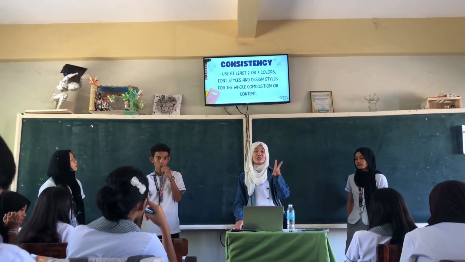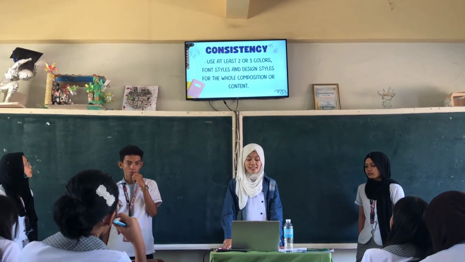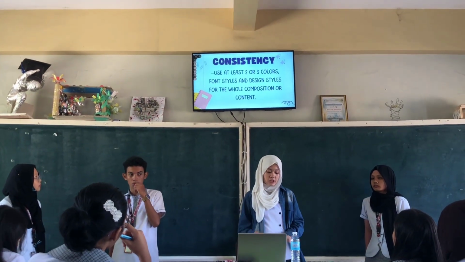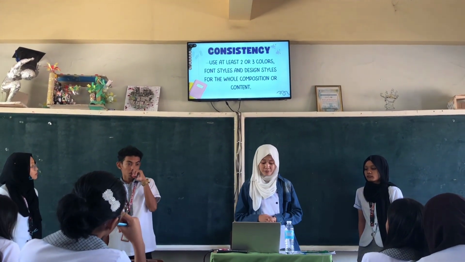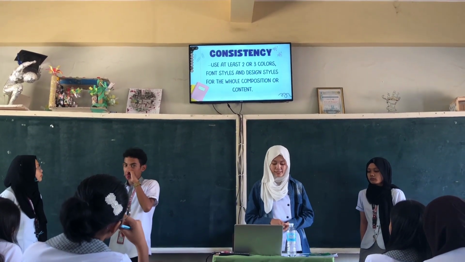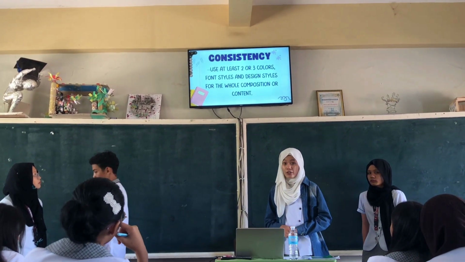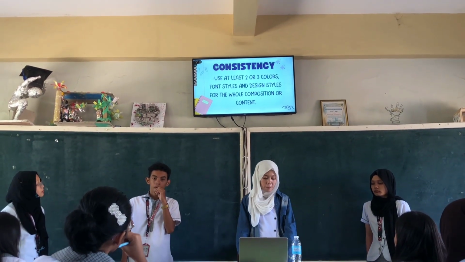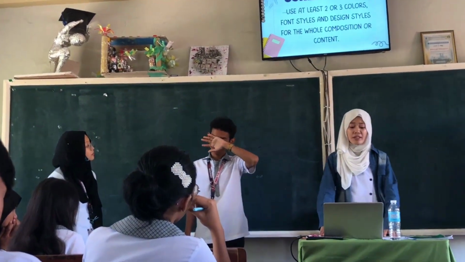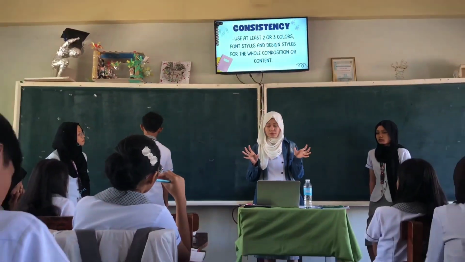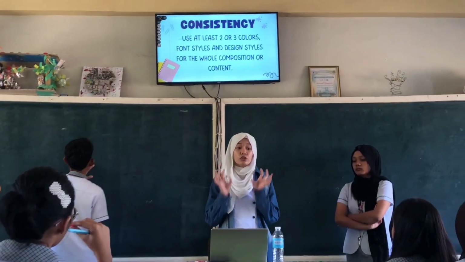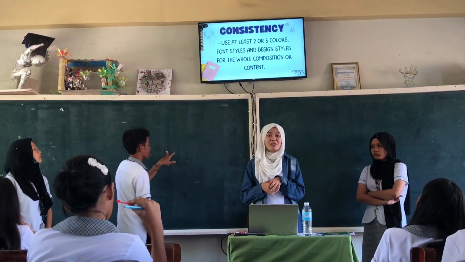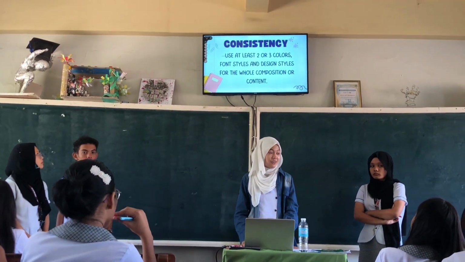Next, consistency. Use at least 2 to 3 colors, fonts, styles, and design styles for the whole composition or content. So choose 2 or 3 colors that complement each other and represent your brand or messages. Select 2 to 3 font styles that work well together and match the tone of your content. And select 2 to 3 design styles or motifs that reflect the theme or purpose of your composition. So it's better, if you have a text, you should use 2 to 3 colors, font size, and design. You should not add more designs and so on.